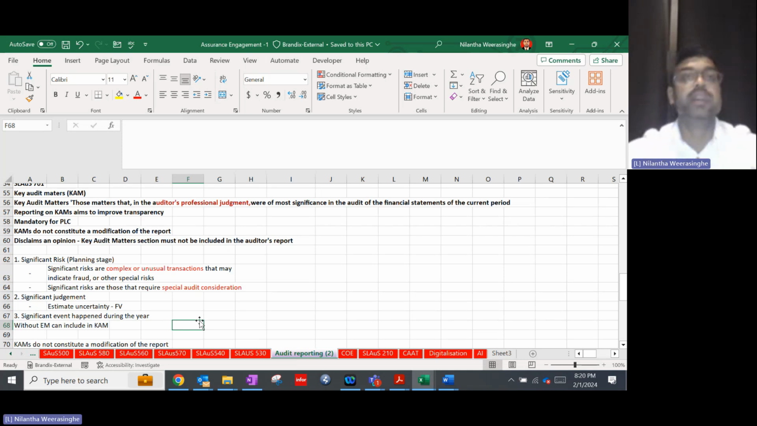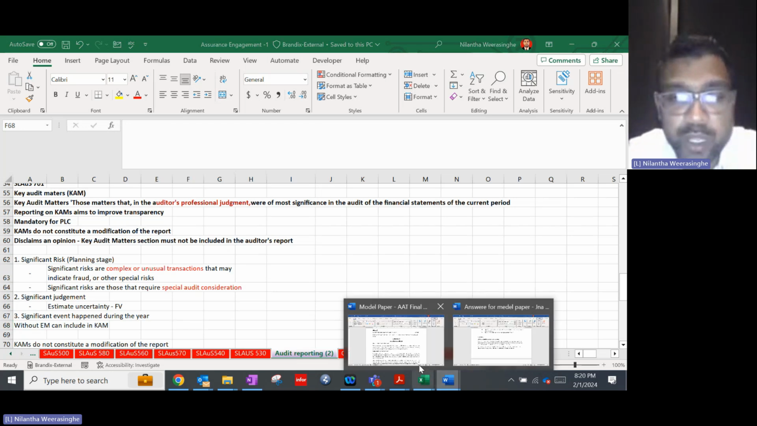Right? If you understand, it doesn't mean that now it has been modified. No, that is not the case. Right? Other thing, for public listed companies, this is mandatory. Right? When you give a disclaimer opinion, no modifications, no modified audit opinions will be given. Right? Fine. So that is the summary of the audit reporting chapter.